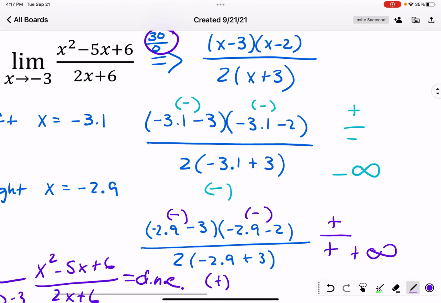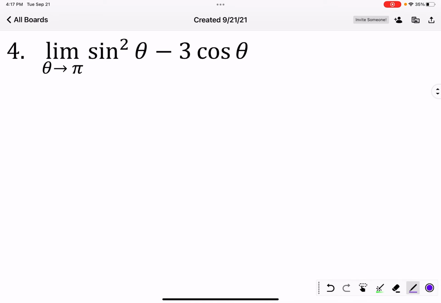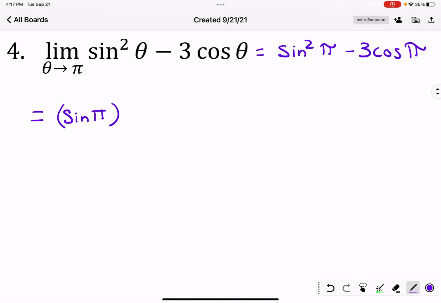A little bit of trig here. All right, nothing crazy. We're just going to plug in pi and see what happens. So we're going to do sine squared of pi minus 3 times cosine of pi. All right, so I'm just going to rewrite this. I like to write this, so we're going to do sine of pi, quantity squared, that's the same thing, minus 3 times cosine of pi. That, to me, just looks a little bit clearer.